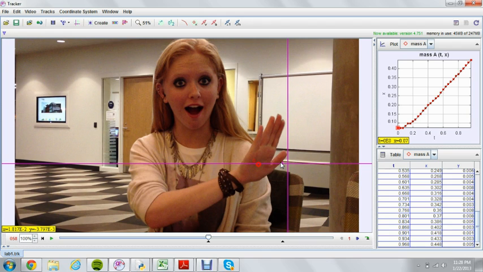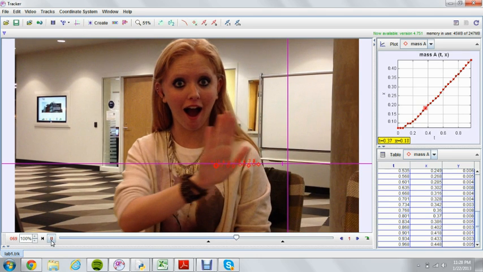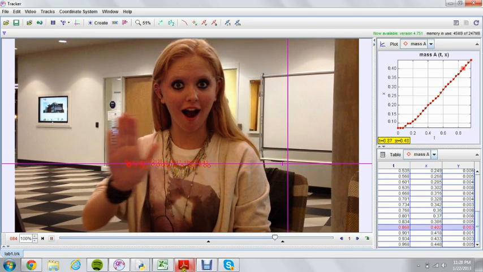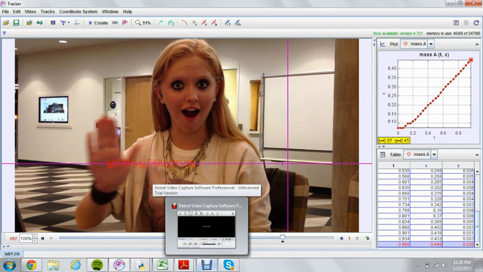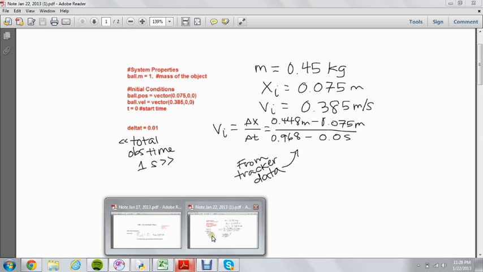The time length for the frame is about 1/30th of a second. The total clip time is around 1 second. The last frame was before her hand is completely stopped. To predict the motion, I needed the mass of her hand, which I took to be 0.45 kilograms.